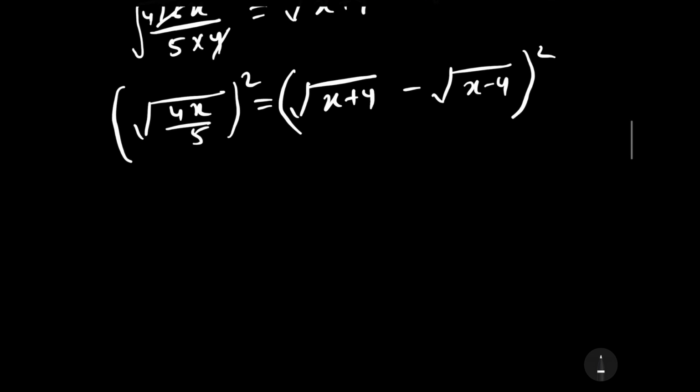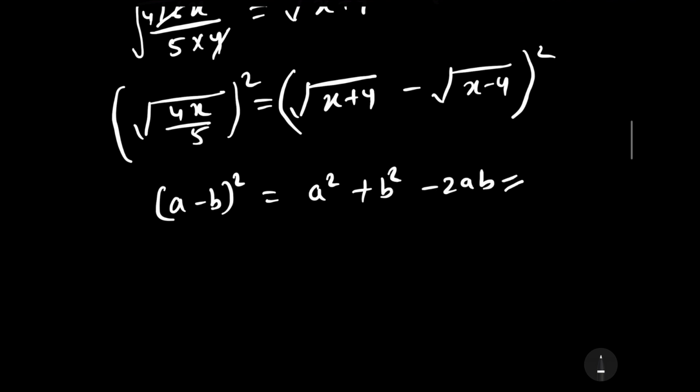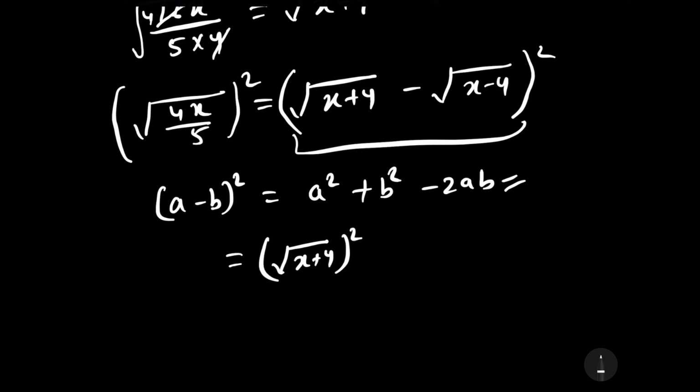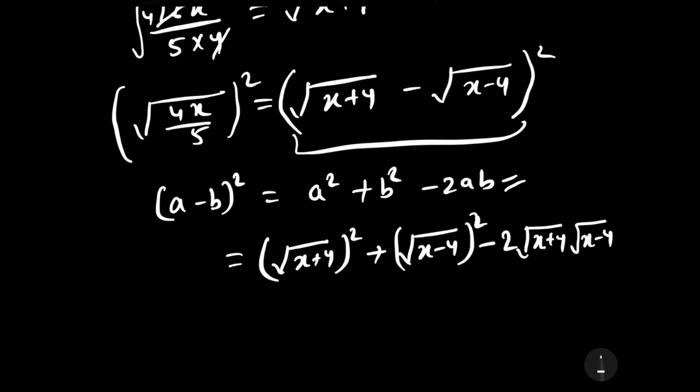We know that the formula of (a minus b) whole square is equal to a square plus b square minus 2ab. With the help of this formula, we will solve this term. Then this will be equal to square of square root of x plus 4, plus square of square root of x minus 4, minus 2 into square root of x plus 4 into square root of x minus 4.